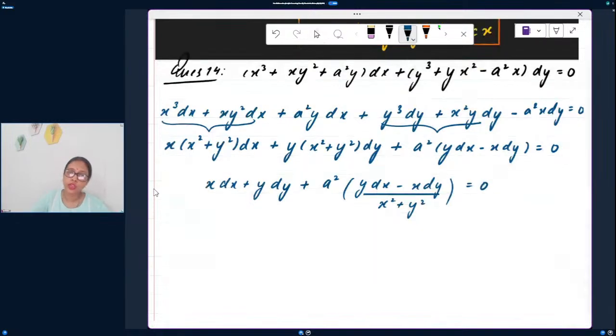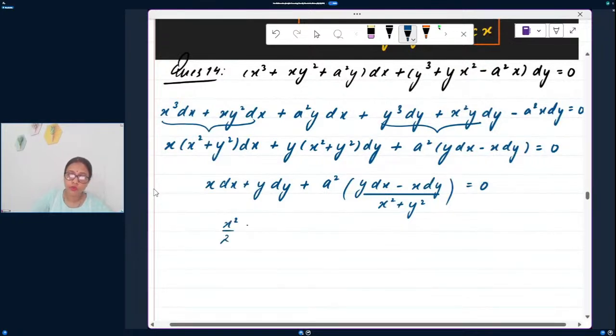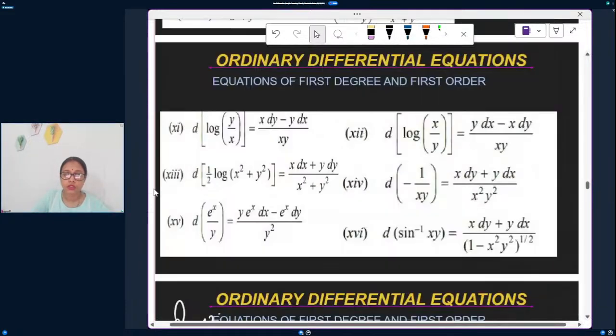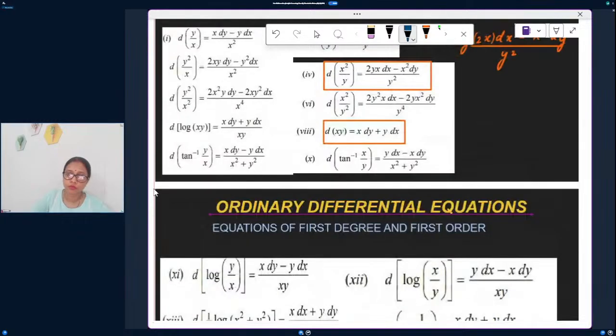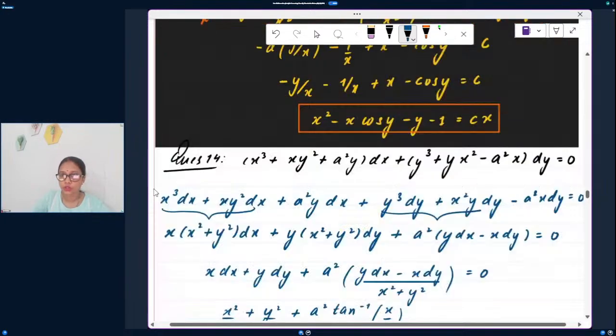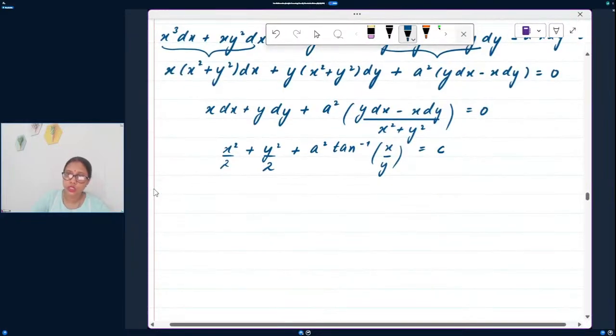All right. Now you can integrate. This is x square by 2 plus y square by 2 plus a square times, this is the total differentiation of tan inverse of x by y. Right. Tan inverse of x by y. So this is equals to constant. That's your answer.